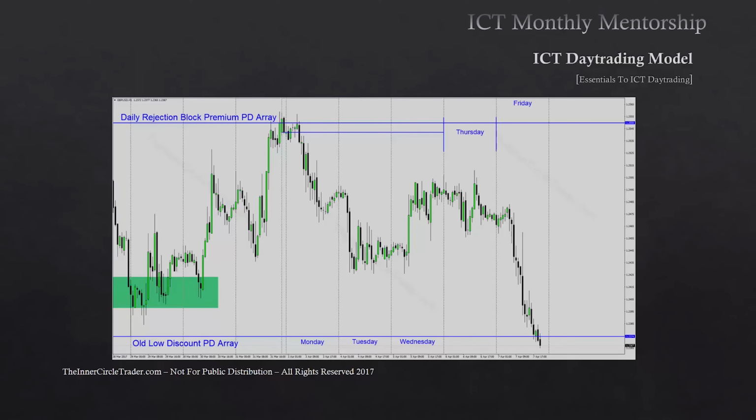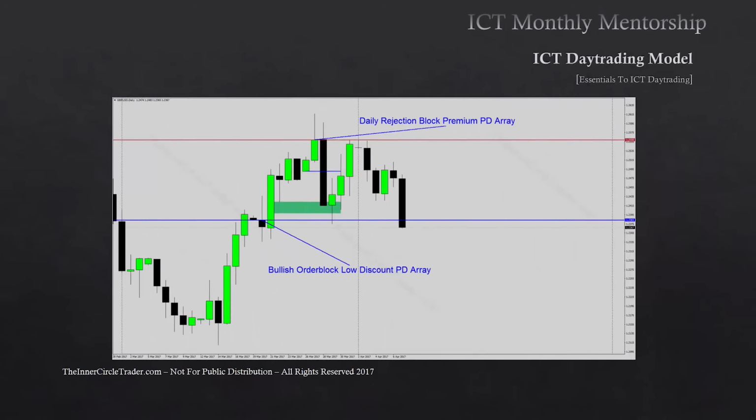The general consensus is that we were looking for sells below that opening price on Sunday because it had traded into the daily rejection block PD array in a premium basis. Okay, our second scenario or example for case study, we have a daily rejection block premium PD array, and we have a bullish order block low discount PD array.